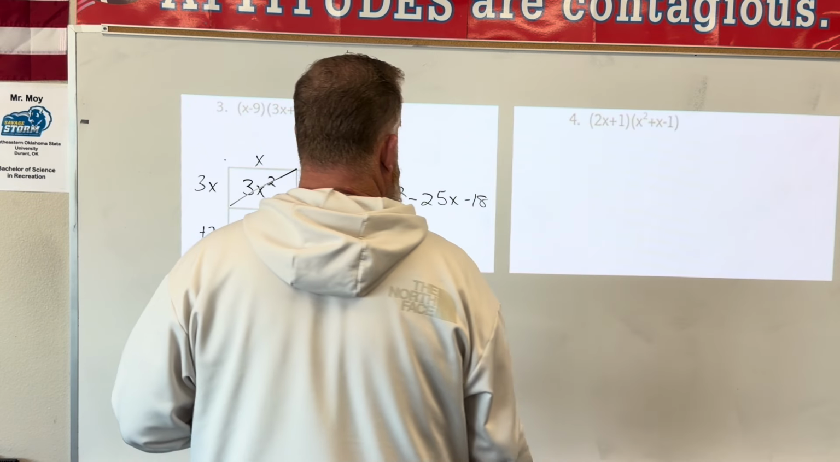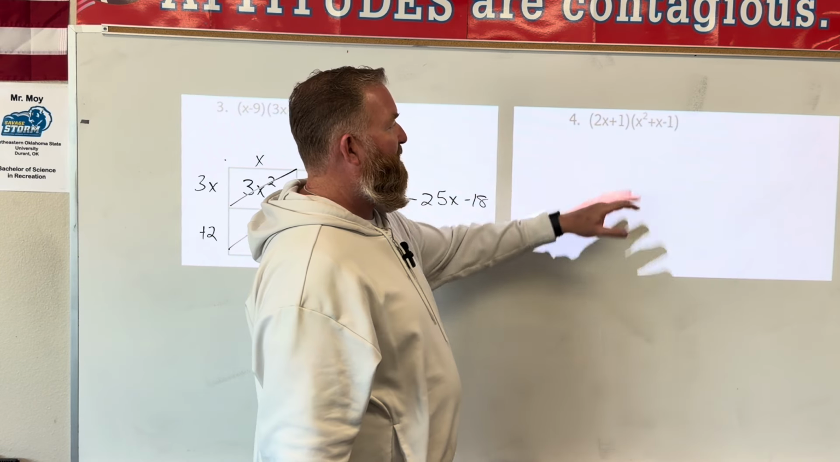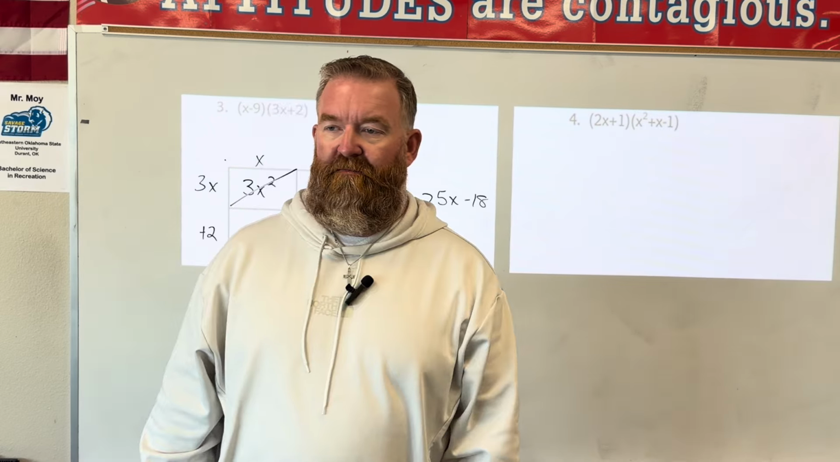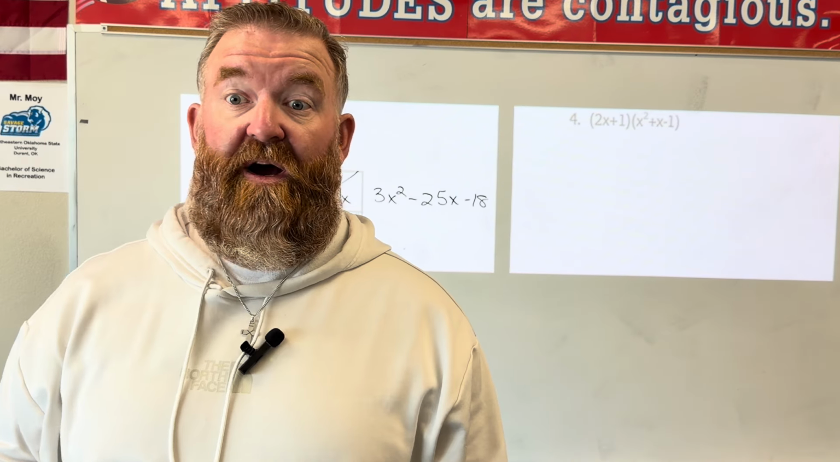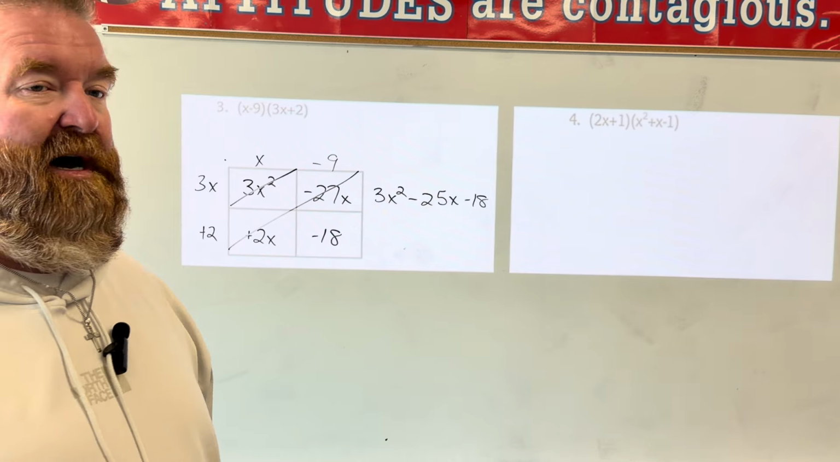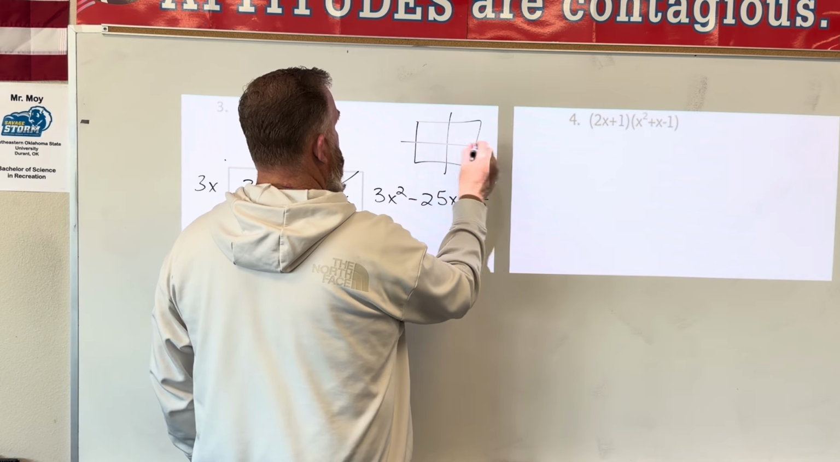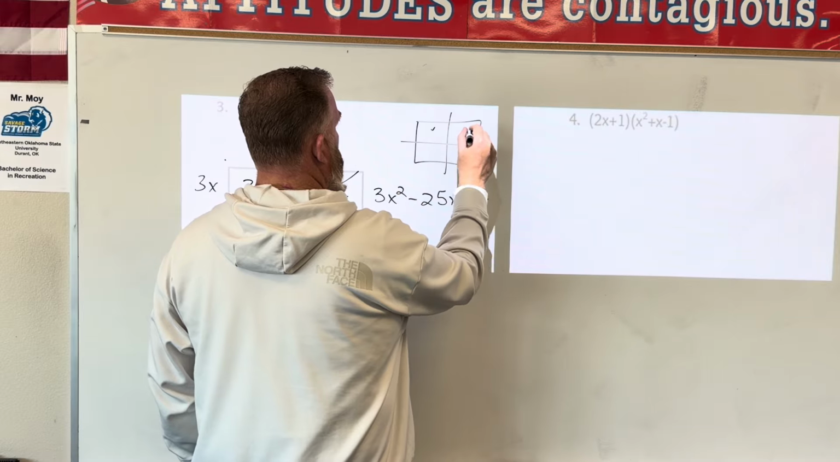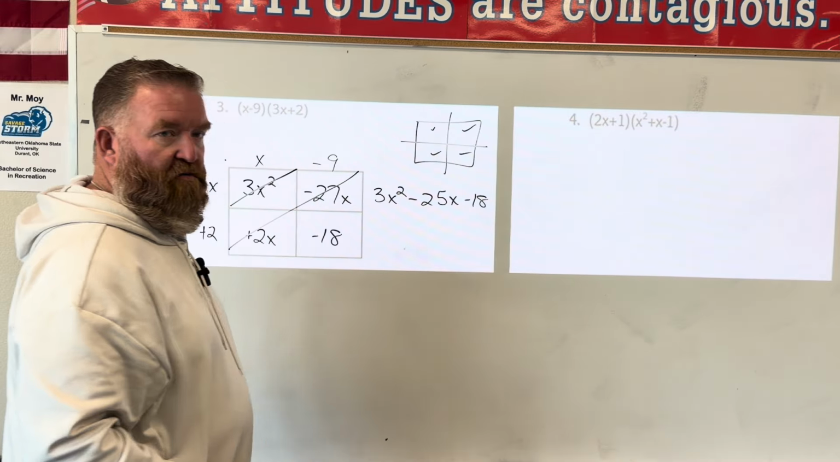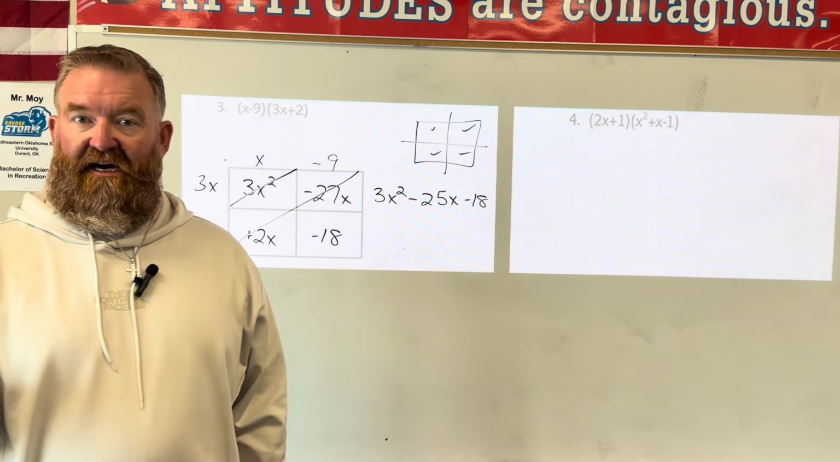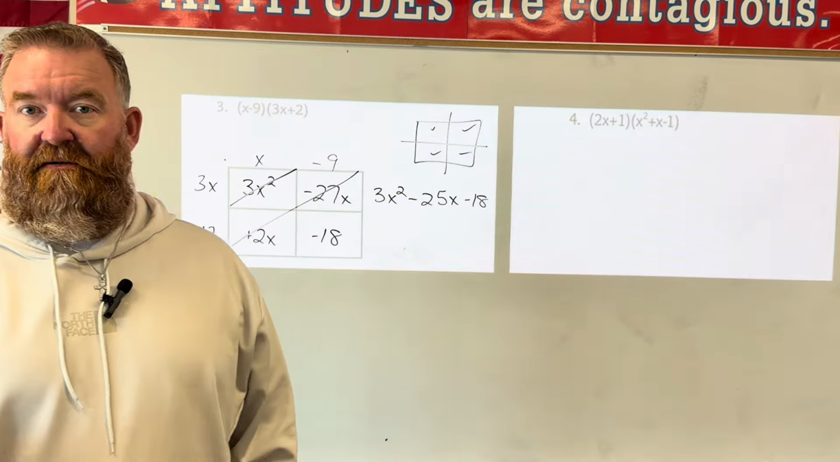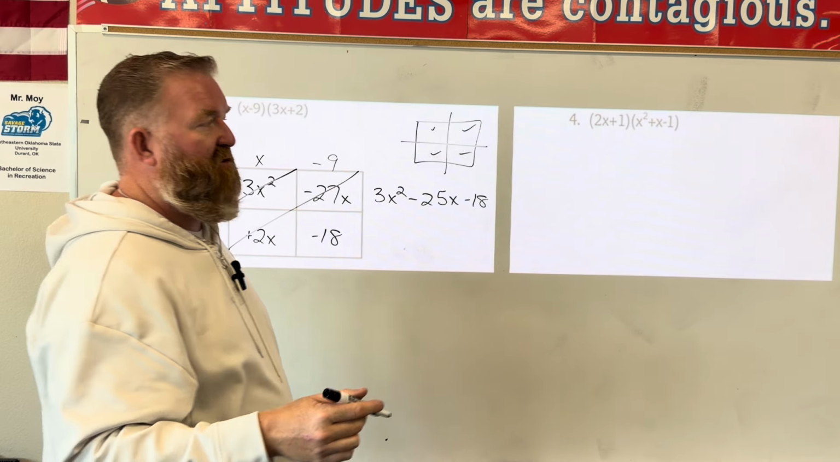All right, let's do this one. What do you notice? 2x plus 1, then we got x squared plus x minus 1. We have a trinomial. And did I show you a box? What we've been doing is a binomial, a 2 by 2 box. But now we've got a binomial and a trinomial, so I'm going to show you how to draw this box.